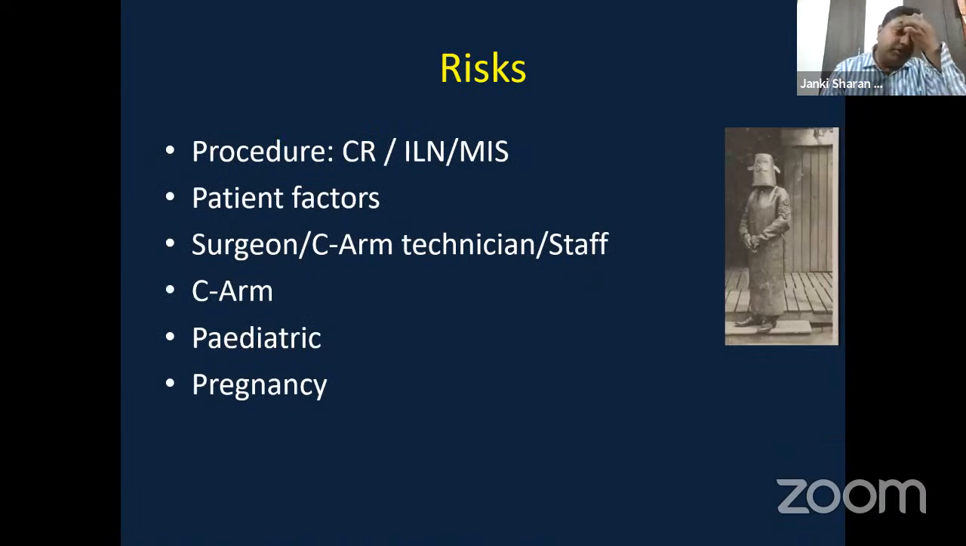So the risk is more if you are doing some closed reduction or intramedullary nailing or some minimally invasive surgery where you are using the C-arm. And patient factors, like if the patient is obese, or when you are using it for the larger parts, whenever there is more fat in the patient, then it is more. If the technician is new, then without telling you about the C-arm shoot, he can take the C-arm picture, so that in that way, it again increases your radiation. So the C-arm quality is also important, even the pregnancy.